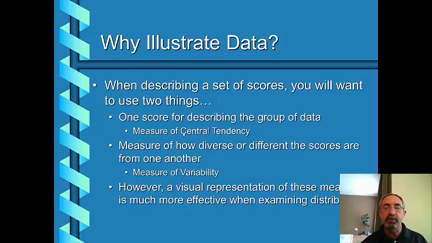So we have one score for describing a grouping of data, which is our measures of central tendency. And then we also have a measure of how diverse or spread out the scores are, and that's called our measures of variability. The measures of central tendency are mean, median, and mode, and the measures of variability are range, variance, and standard deviation. But when you tell somebody that the variance of your data set was 42 and the mean was 57, what does that really show? What are you talking about there? It's tough to get an idea of what that looks like. So we're going to talk about how you use illustrations, charts, and graphs to show that data.